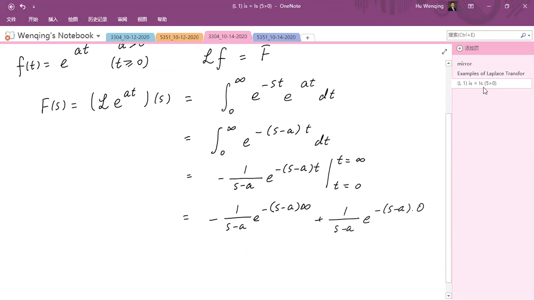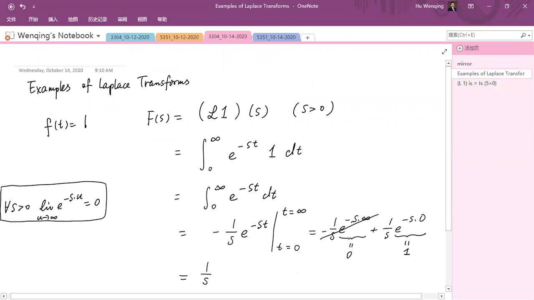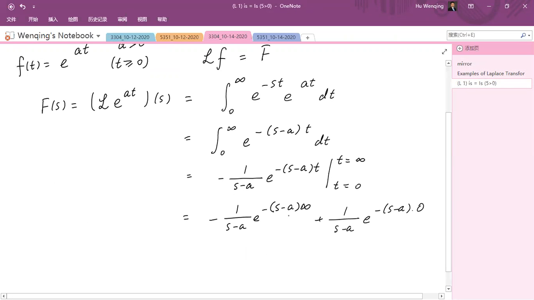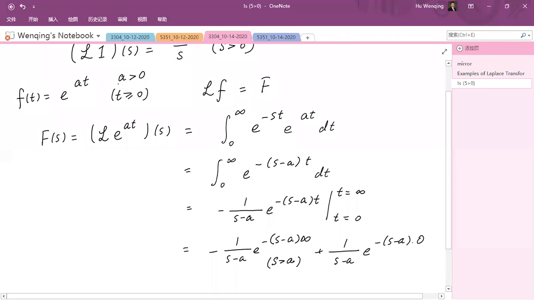Now you can see that's very similar to what you had before. If you want the first integral to be 0, you have to set s to be larger than a. Is that good for everybody? If s is larger than a, s minus a is something positive, then this is going to be 0 because you have an infinity. So in that case, if a is positive, then when we define F of s, we even need s to be greater than a.